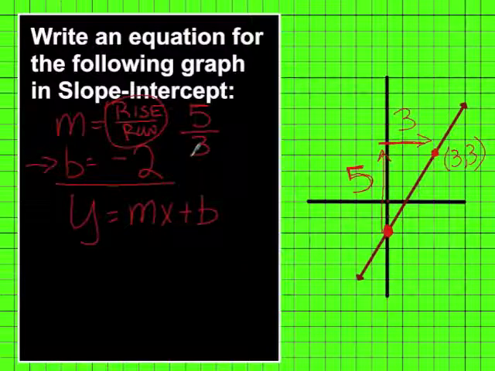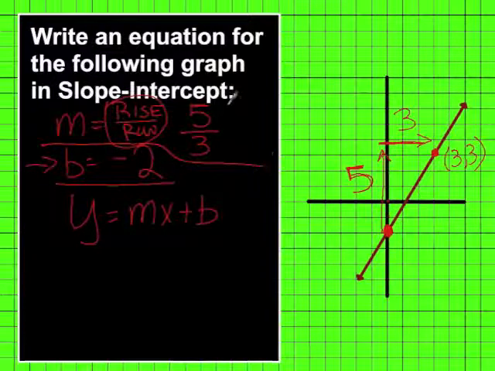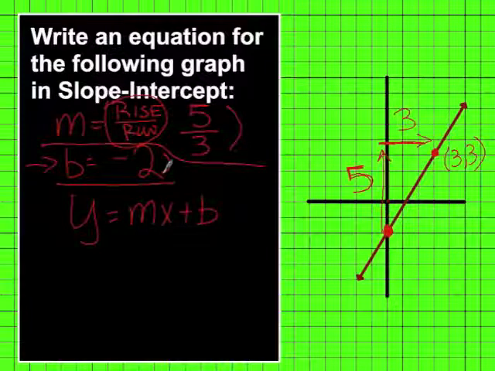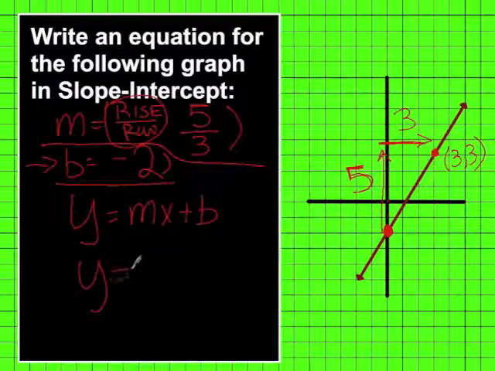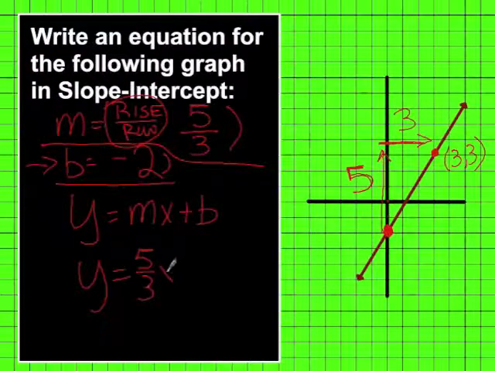And I need to look at this. Is my graph pointing up or is my graph pointing down? Well, looking at this, my graph's going up, so it stays positive. It's a positive slope. So now I know my slope is 5/3. My y-intercept is negative 2. So to write my equation in y equals mx plus b form, I'll have y equals mx, so my slope, 5/3, x.